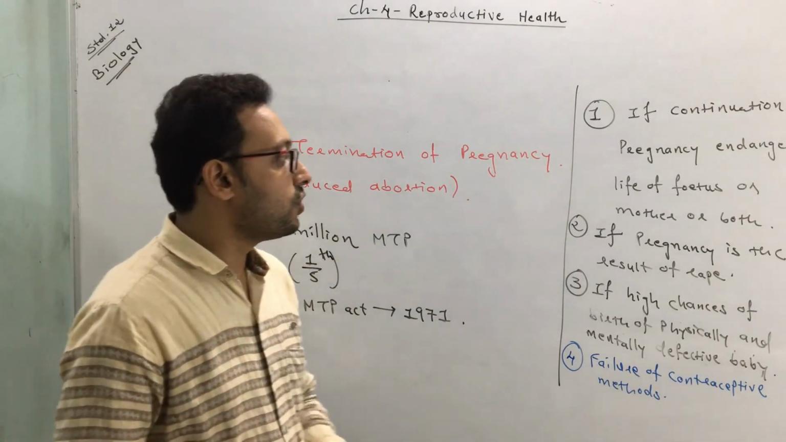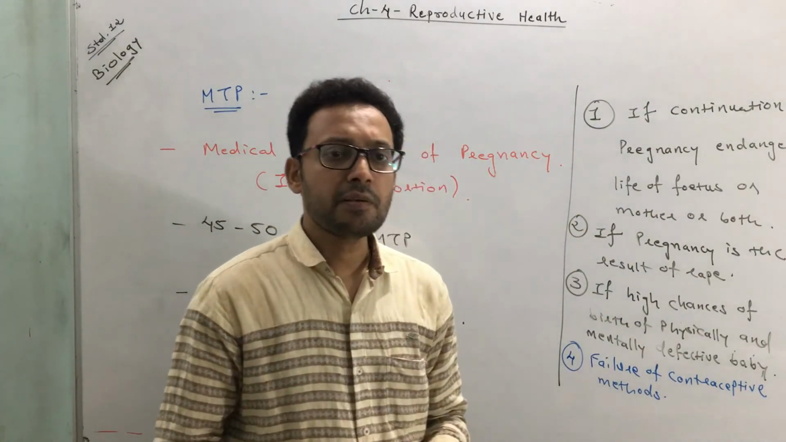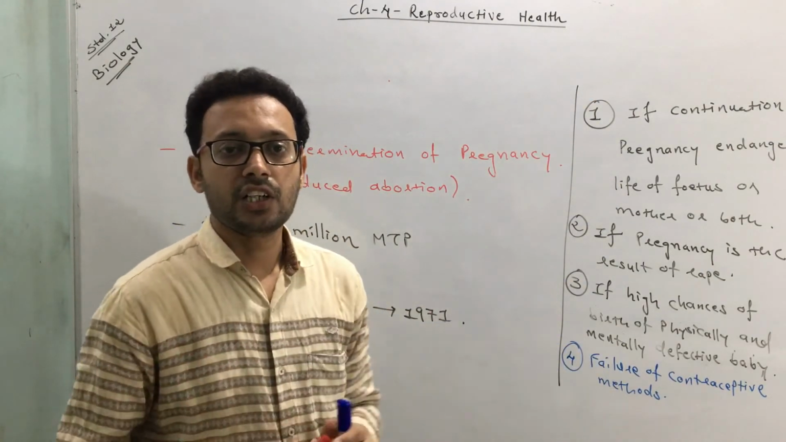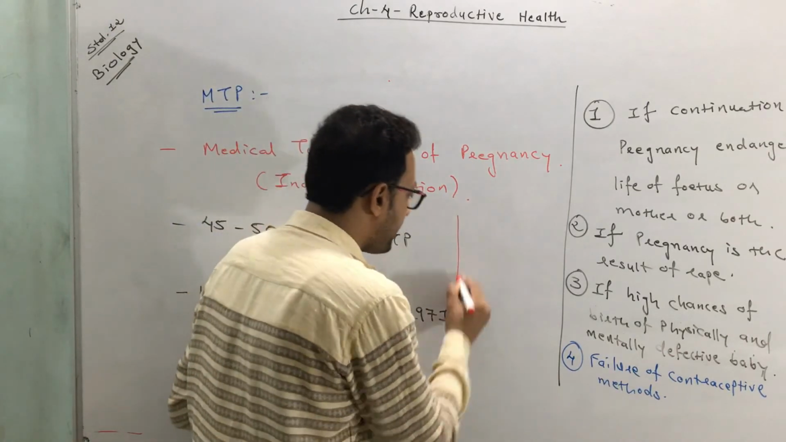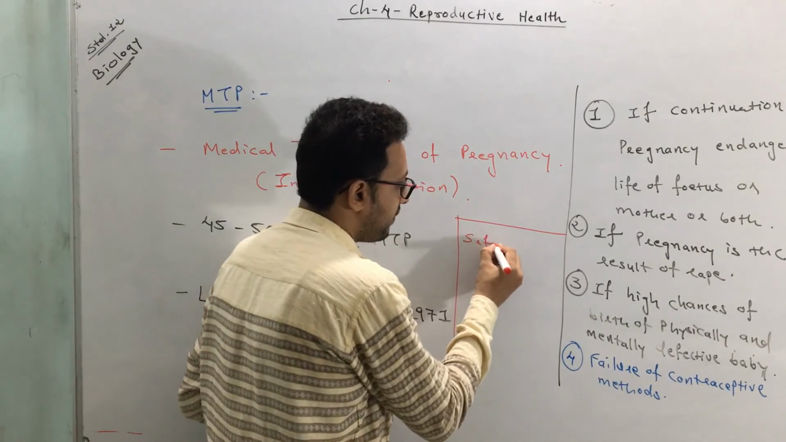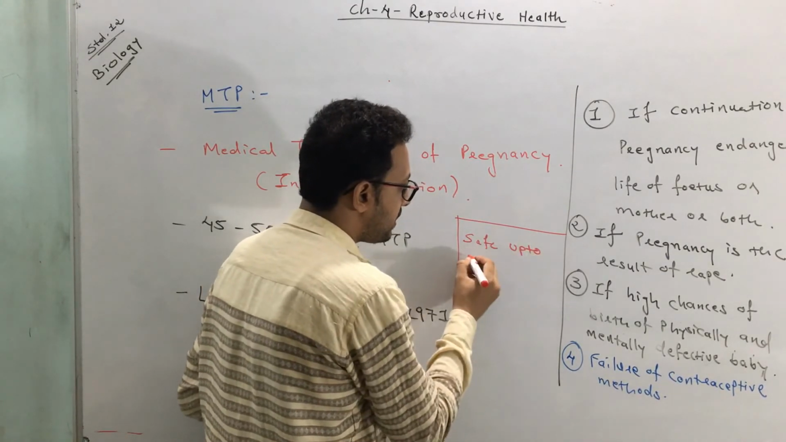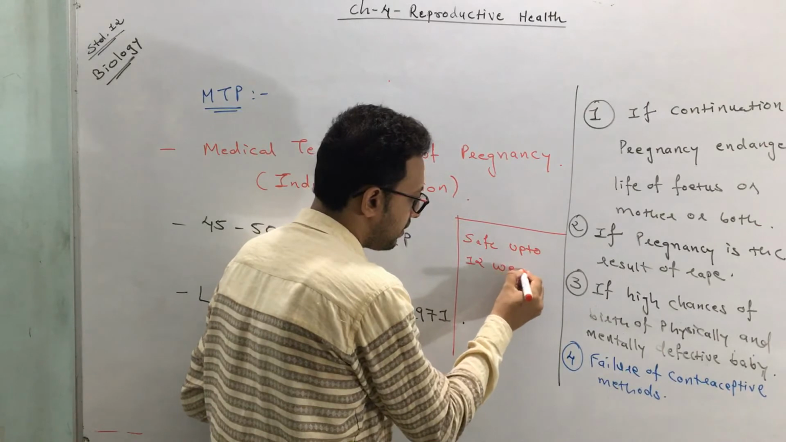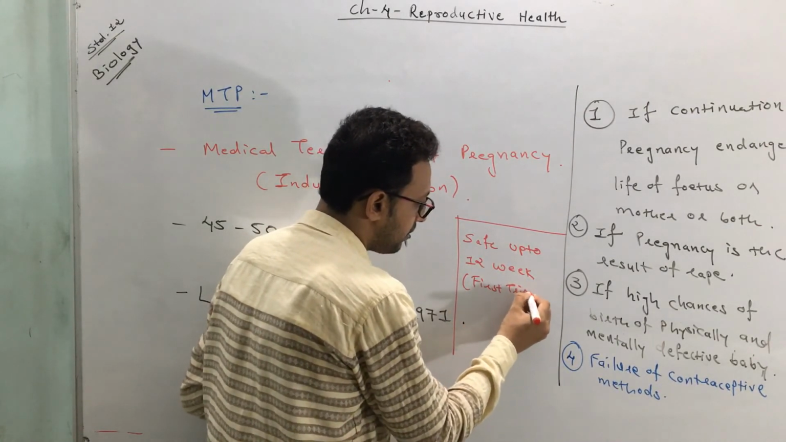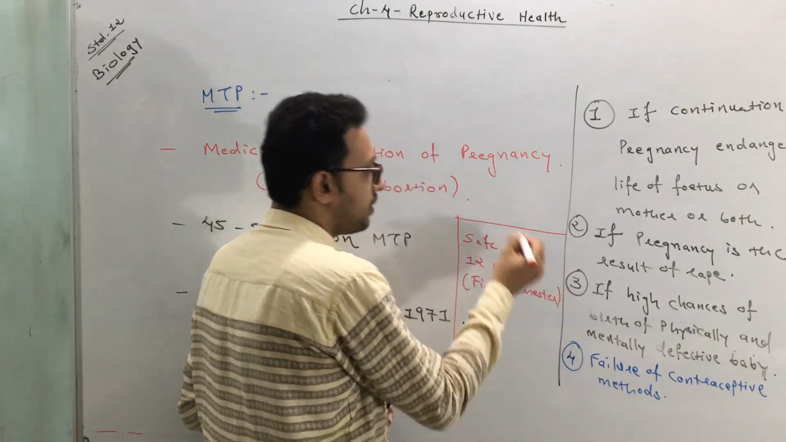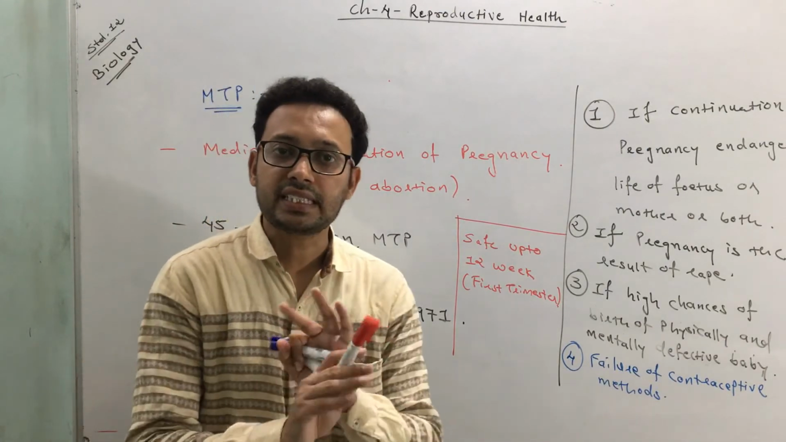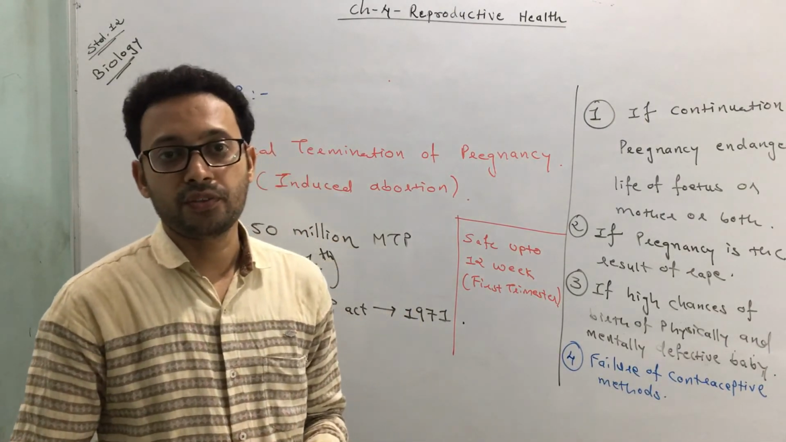Now you know that MTP is allowed on certain grounds. These are the 4 grounds on which it is allowed, otherwise it is not allowed. But when the MTP has to be performed, it is safe up to the first 12 weeks, or you can say the first trimester. It is safe in the first trimester up to 12 weeks. It is safe to perform.